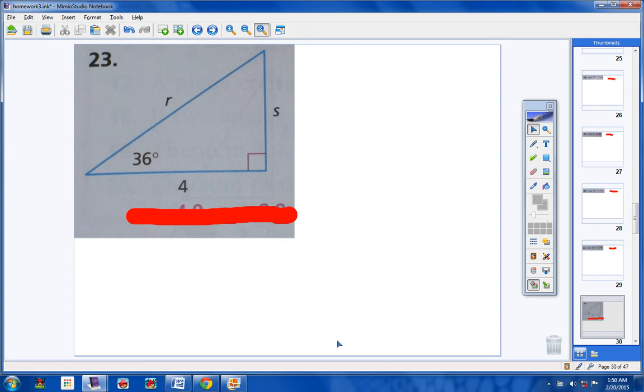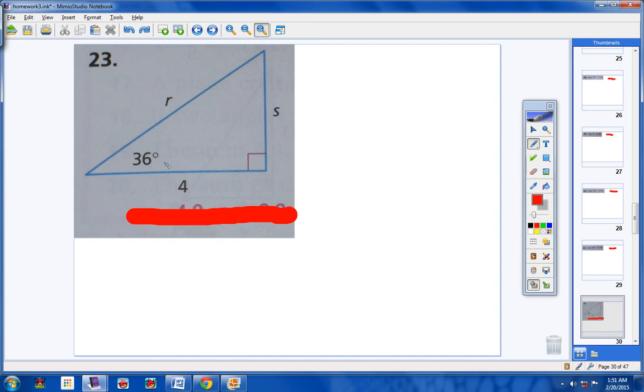Now, look. You have a right triangle, correct? Yes. Do you know two sides? No, you only know one side, so there's no way you can use Pythagorean's theorem. Now remember, if it's a 30, 60, 90, or 45, 45, 90, then you can use your shortcuts I taught you, but we don't have that either, so we're going to have to use trig ratios.